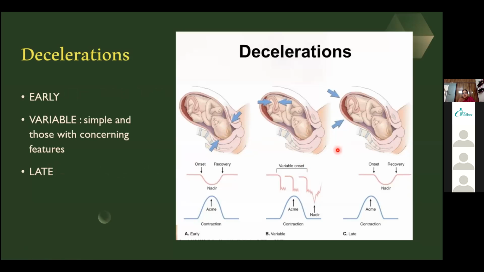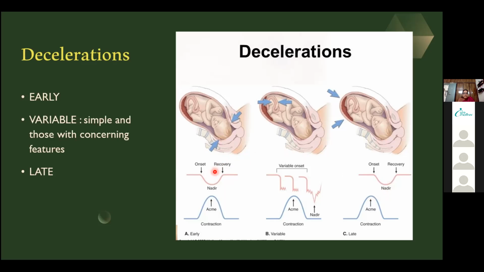Okay, this is a very nice representation of the decelerations. The decelerations generally have a V or a U shape. They have an onset and recovery. It is almost symmetrical, and in an early deceleration, the nadir of the deceleration corresponds with the peak of the contraction. It is like a mirror image. In a late deceleration, the shape and all is the same, but it happens after the contraction. The nadir of the deceleration is after the peak of the contraction.